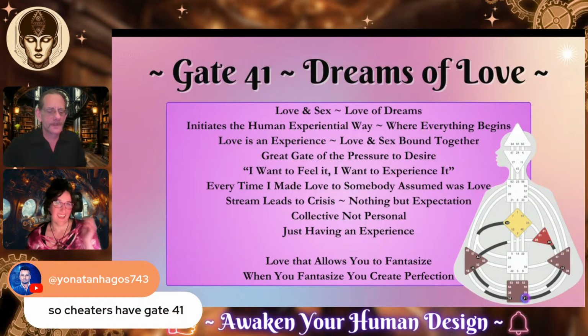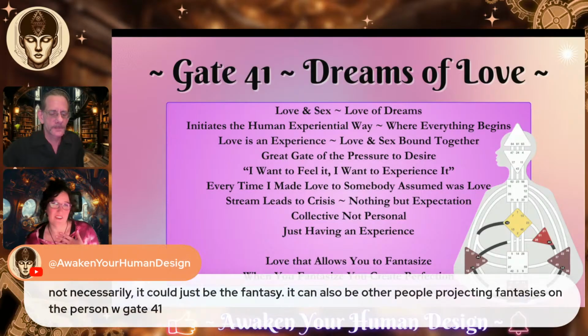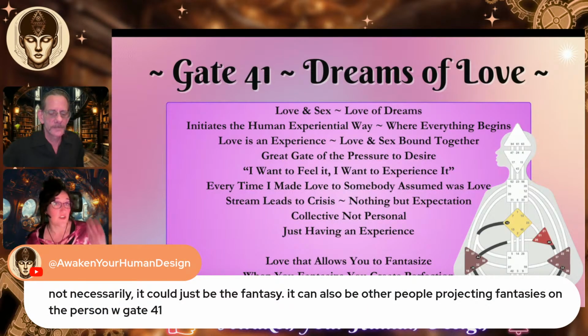So we also have a question. Shoot. So Jonathan says, so cheaters have gate 41. And so I replied, not necessarily. It could just be the fantasy. It could just be dreaming of something else. They could maybe also cheat, right? Not going to say it's not. And it could also be other people projecting fantasies on the person with the 41.